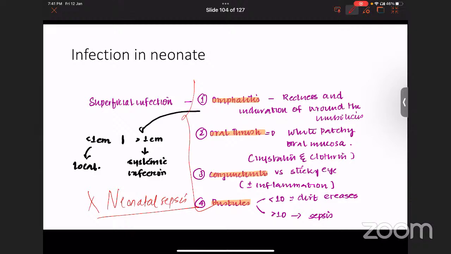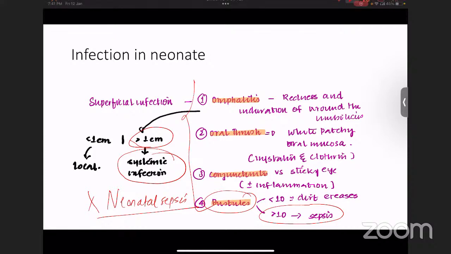They are superficial infections. With the exception that, if a superficial infection like omphalitis, that is induration or redness around the umbilicus, goes more than 1 centimeter with systemic features of infection, then you have to rule out sepsis. And if the pustules are more than 10, then you have to suspect sepsis. Apart from these conditions, never ever write this in your theory paper, or tell in your exam, that they are neonatal sepsis.